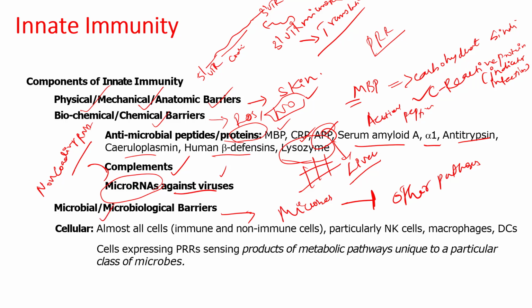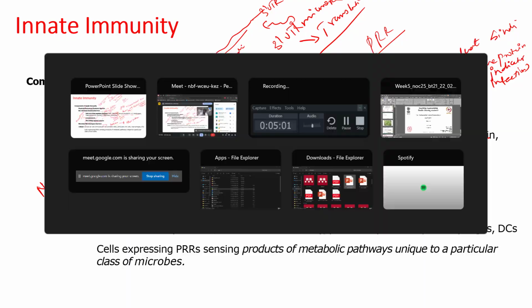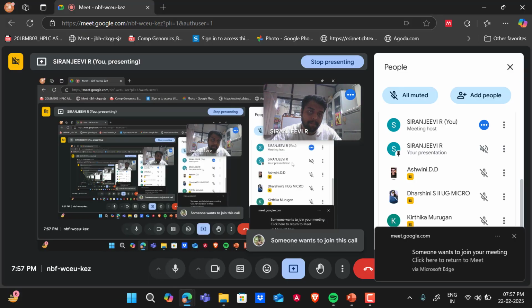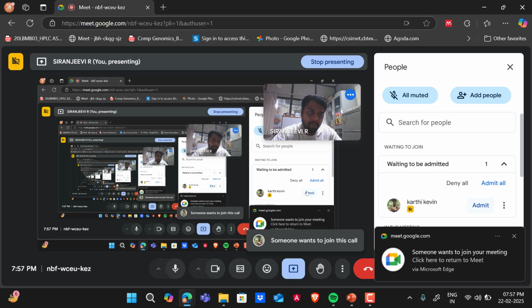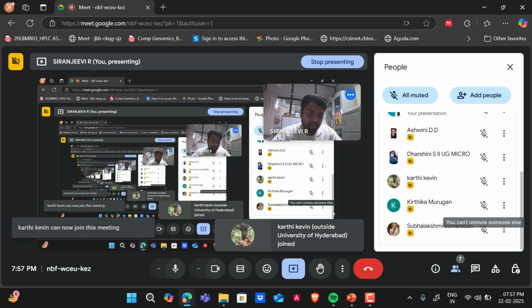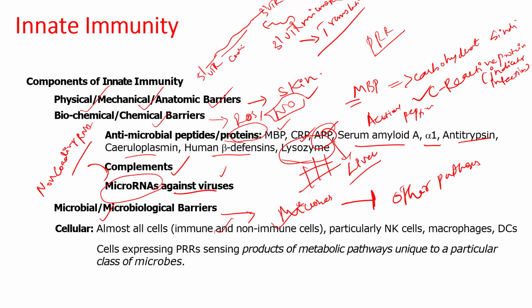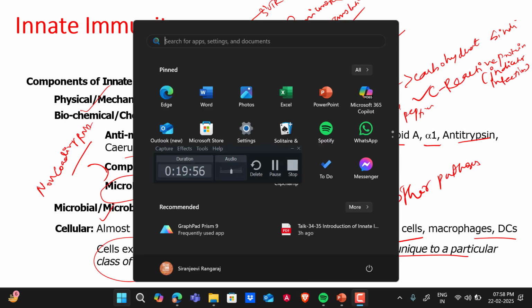Then cellular wise we have more cells, almost all cells, like immune cells as well as non-immune cells. Particularly the NK cells and then the macrophages, dendritic cells, cells expressing the PRRs that sense the products of the metabolic pathways unique to a particular class of microbes. That we will see in the upcoming slides, not here.